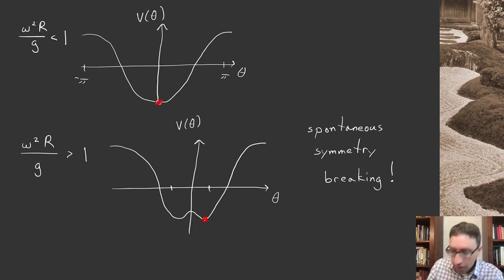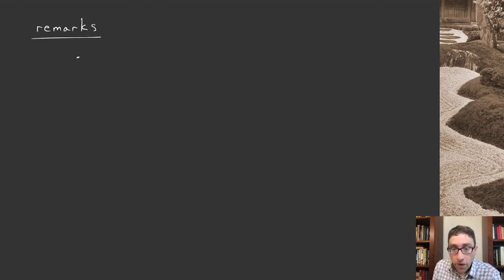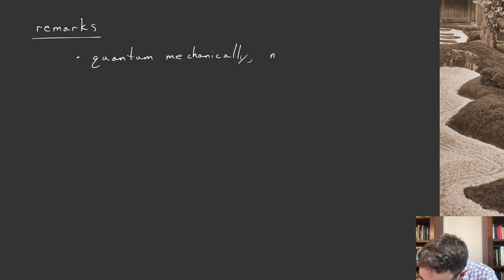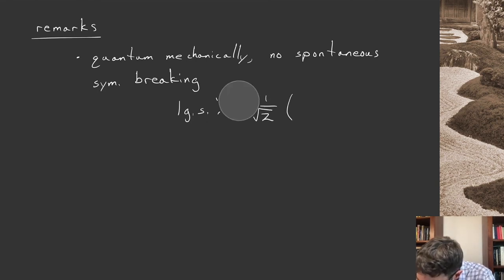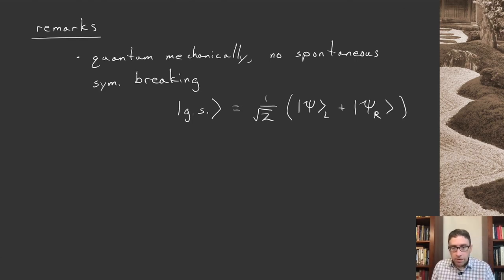I want to make a few remarks before I move on here. Remark one, this has been a classical analysis. If we were to look at this quantum mechanically, there's no spontaneous symmetry breaking. And why is that? Well, it's because the ground state, GS for ground state, I could take as a superposition of, maybe this is not an exact statement, but it's almost true in the limit where the minima are well separated. I take that classical minimum on the left and that classical minimum on the right, and I take a linear superposition of those two, and that's a very good approximation to the true ground state. There's some tunneling between these two minima that can lower the energy.